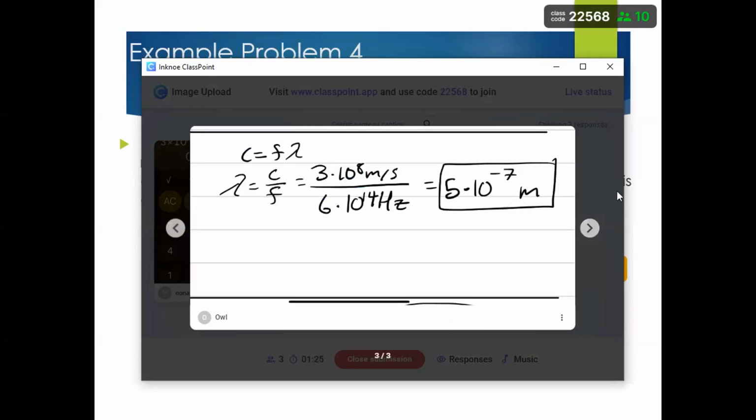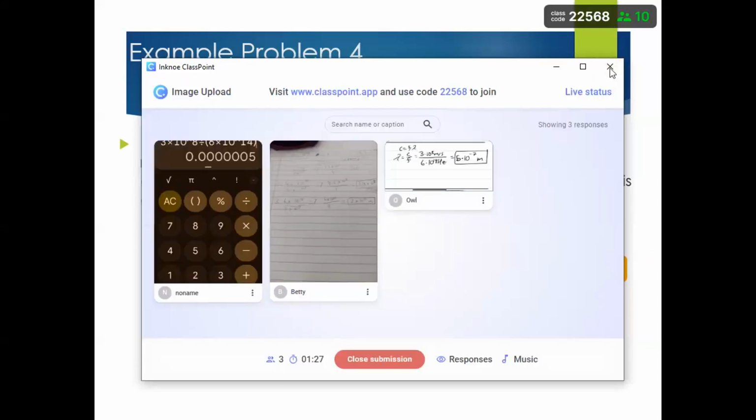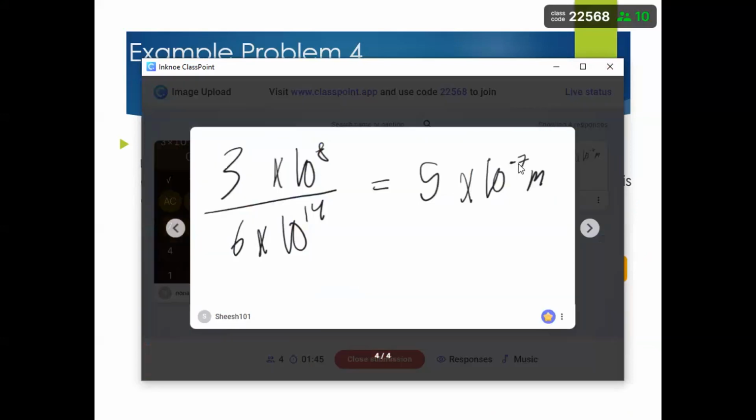Okay, great. Thank you. And please, when we are doing the activity, make sure everyone participates. Even if you are submitting wrong, that's all right. I can see what you did wrong, then we can explain about it. So yes, this one is good as well. 3 times 10 to the power of 8 divided by this is going to be 5 times 10 to the power of negative 7.